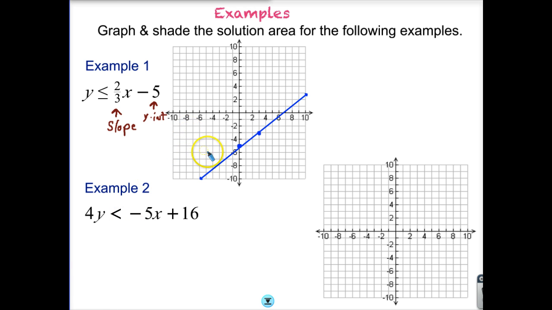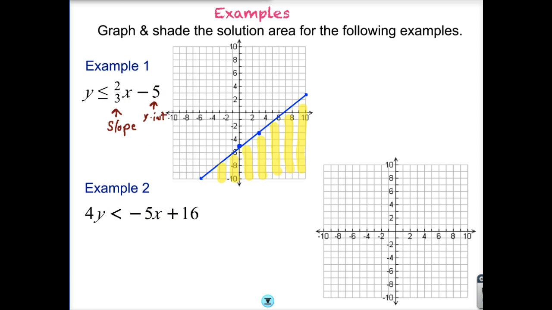Now let's figure out where to shade. So what the inequality is saying is I want to shade all the y values that are less than or equal to the boundary line, right? This is my boundary line, this 2/3 x minus 5. Well, less than or equal to this line is going to be below the line down here. So all the points down here, including the points on the line, are all going to be solutions to this equation.